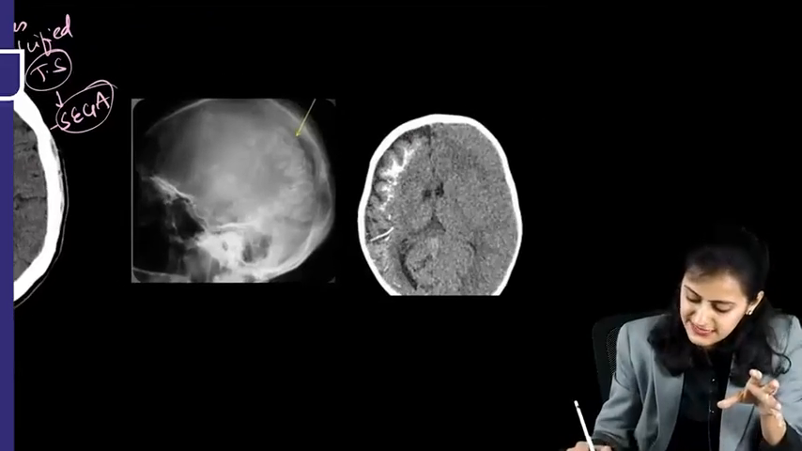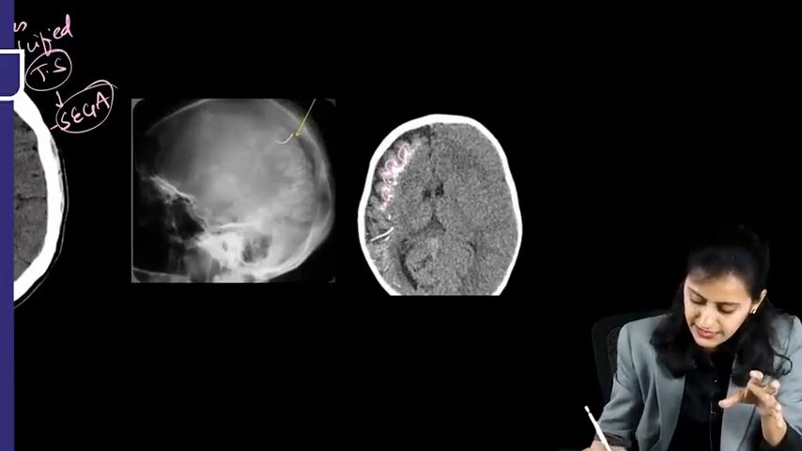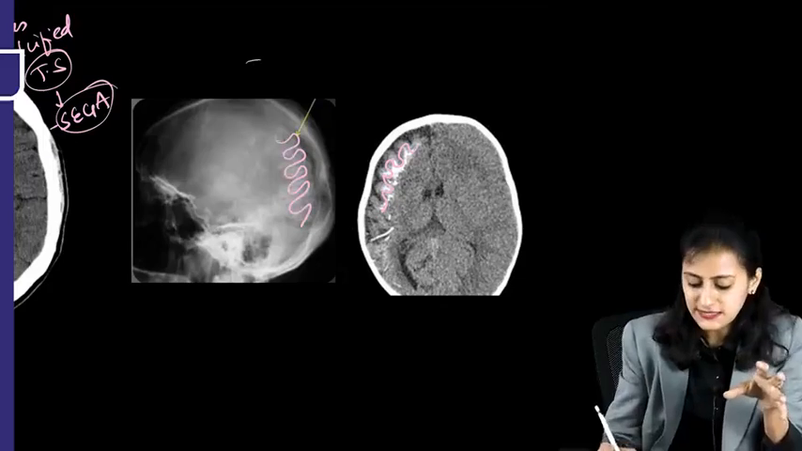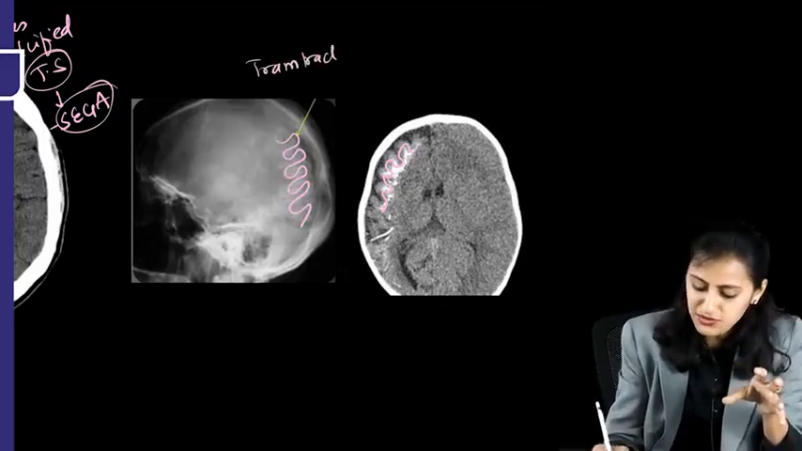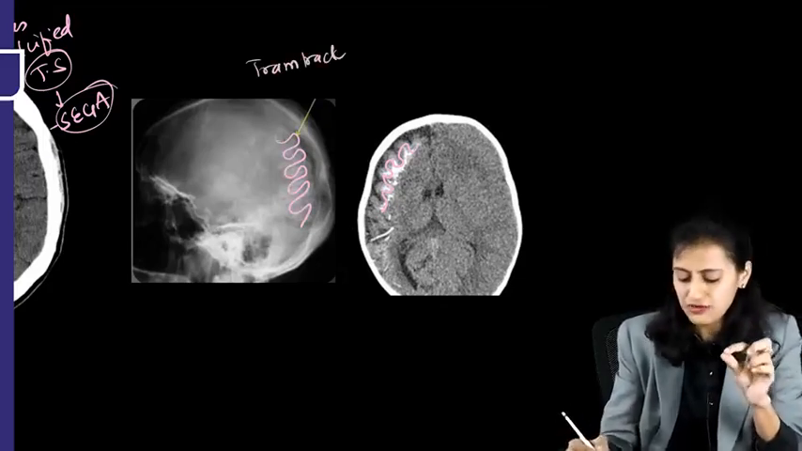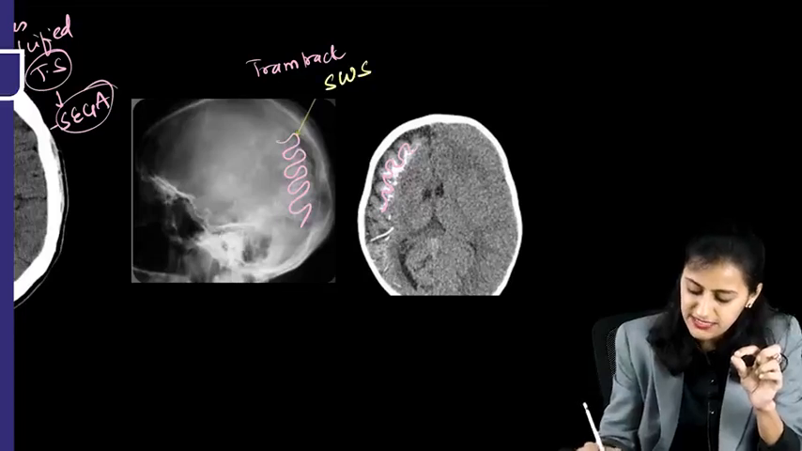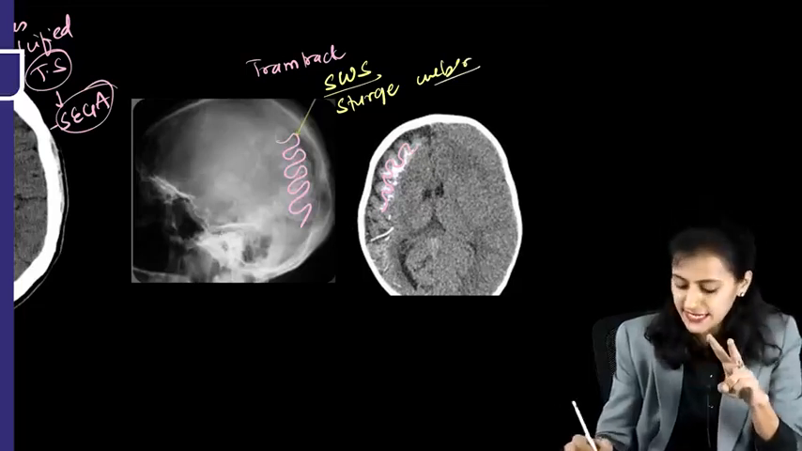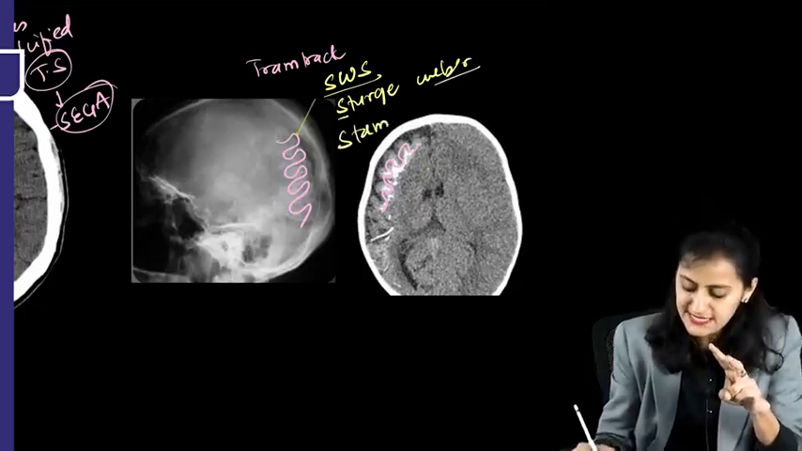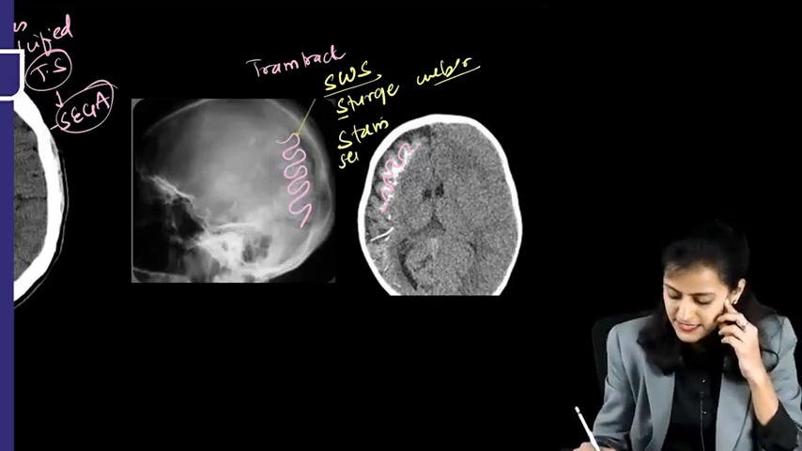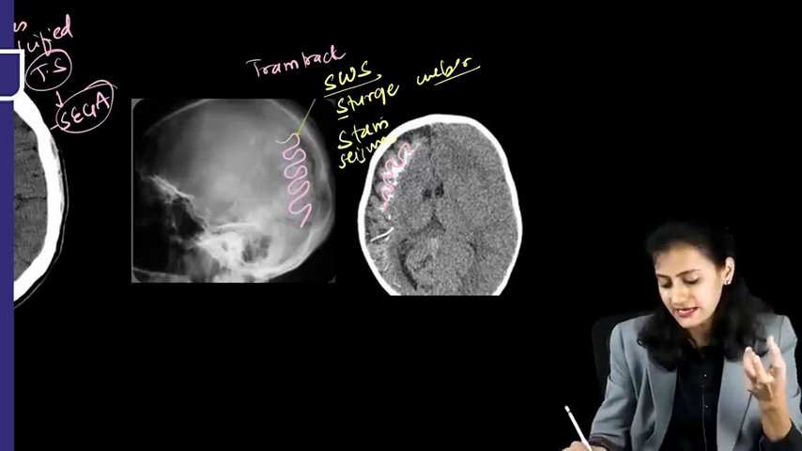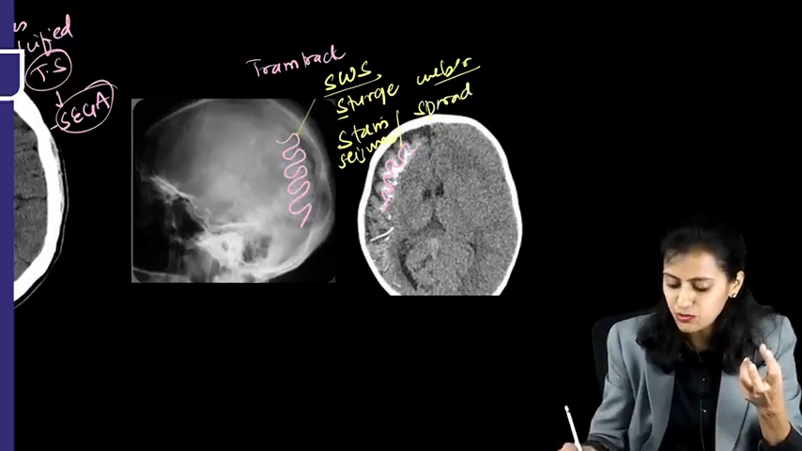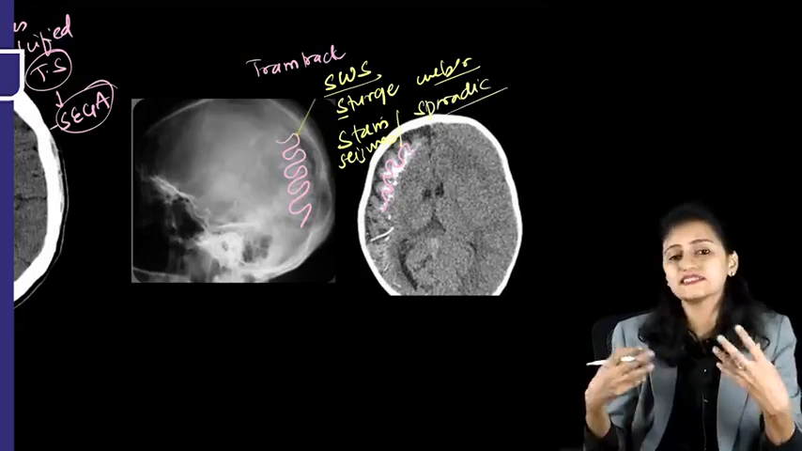When you have this calcification in the brain following the gyri, calcification like this is called as tram track calcification. Tram track calcification is seen in Sturge-Weber syndrome. Okay, it is seen in Sturge-Weber syndrome. Remember SSS for Sturge-Weber. It has a stain, port wine stain. It has seizures as a clinical feature, and it is sporadic. It is not inherited, it is sporadic.